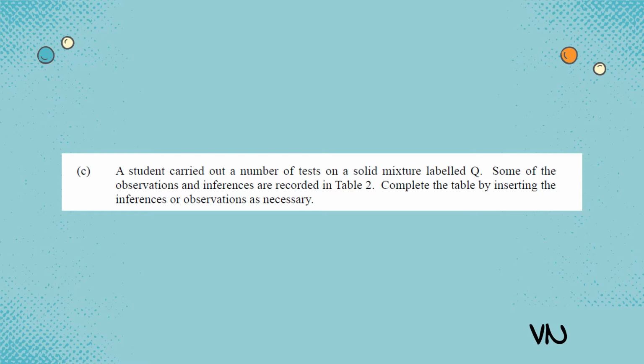Part C of the question focuses on the topic qualitative analysis. The question introduces this part by saying a student carried out a number of tests on a solid mixture labeled Q. Some of the observations and inferences are recorded in the given table. You're asked to complete the table by inserting the inferences or observations as necessary.